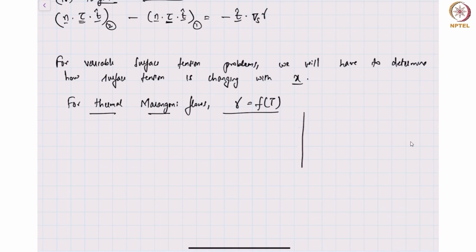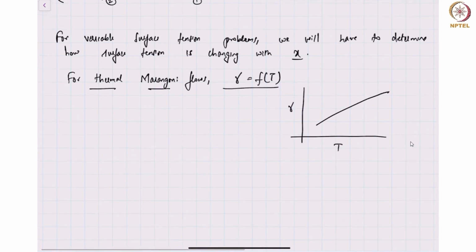So it would be something like this, where gamma is basically this and temperature is this. This is the linear relationship. You could have more complex relationships. If surface tension is varying as a function of temperature, then you need to also determine what is the temperature at different parts of the interface. Correct? So to understand what is the temperature at different parts of the interface, for these kinds of flows, we are required to determine the temperature distribution in the flow.